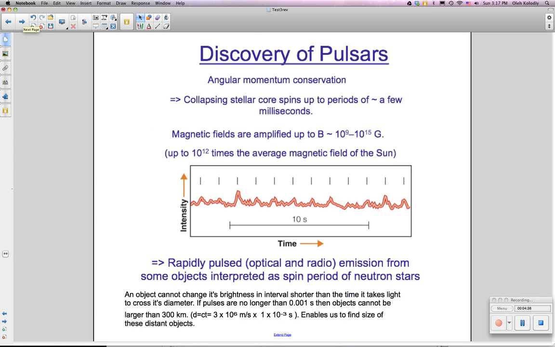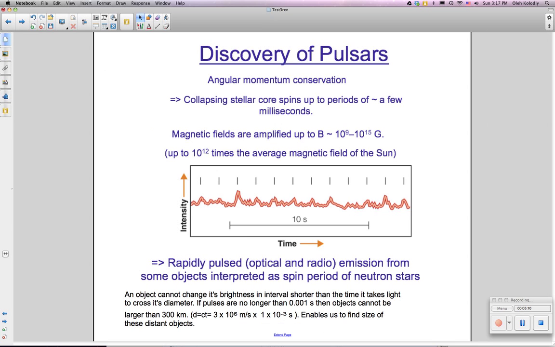How did this come about? Well, when the neutron star collapsed into this tiny, tiny ball, it sped up. Its spinning sped up because of conservation of angular momentum. The closer the mass is to the center, the faster it will spin. So the collapsing star's stellar core spins up to a period of a few milliseconds. Very strong magnetic fields are around this neutron star, which is why we see this period.